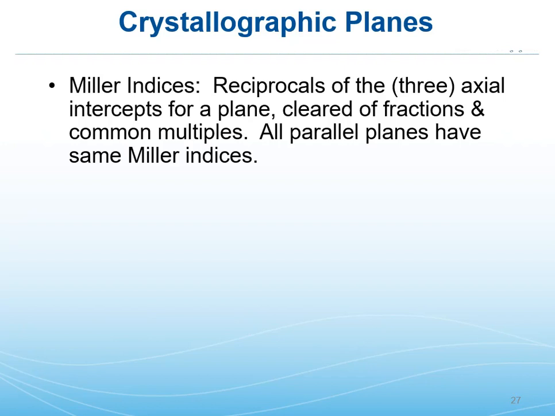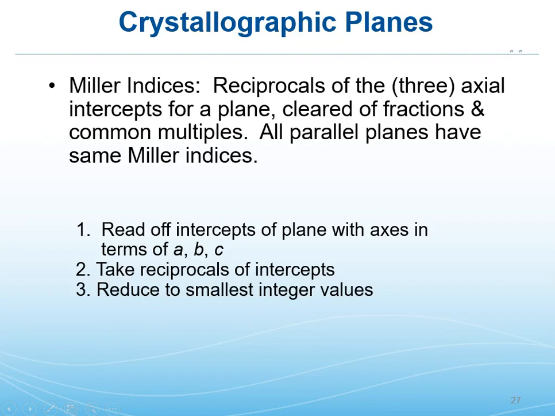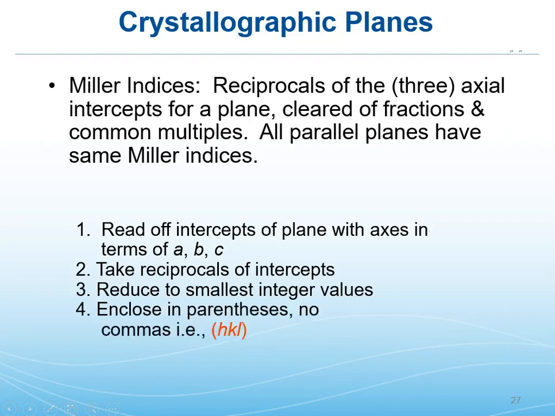So another way to say this is draw the plane, look at where it cuts across each of the 3 axes, X, Y, and Z. Note that cut point in terms of the lattice parameter, A for a cubic system, ABC for a non-cubic system. Express it as a reciprocal, clear the fractions, and you're good. So here's another way of saying it in steps. You read off the intercepts of the planes with the axes in terms of A, B, and C. Take the reciprocal, clear the fractions, reduce to the smallest integer value.